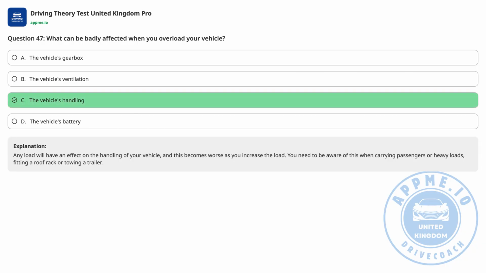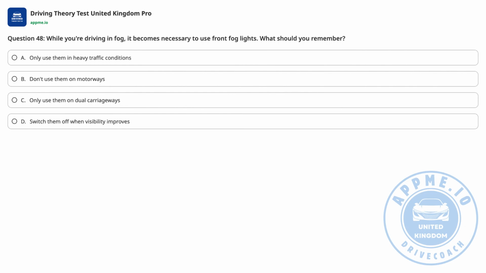The correct answer is C. Question 48. While you're driving in fog, it becomes necessary to use front fog lights. What should you remember? A. Only use them in heavy traffic conditions. B. Don't use them on motorways. C. Only use them on dual carriageways. D. Switch them off when visibility improves.